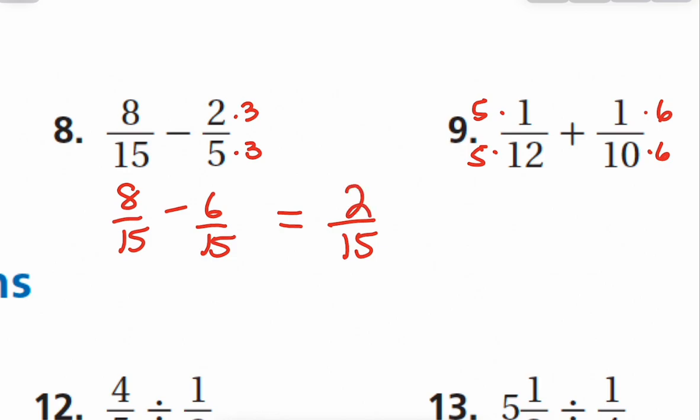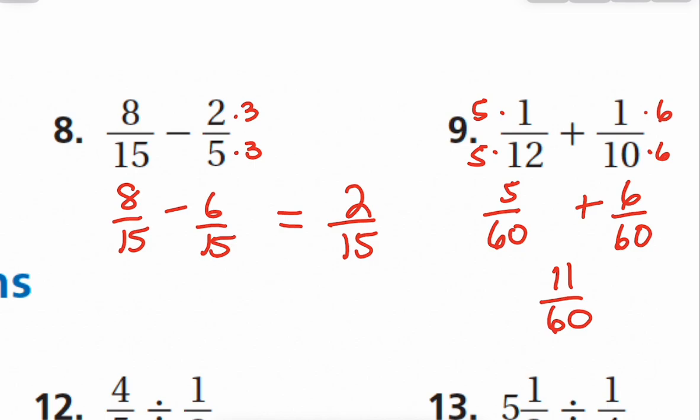Okay. Now on the second one, number 9, we get 5 over 60 minus 6 over 60. Now here's the first time that we've come across one that has a negative answer. Okay. Oh, that's a plus. We don't have a negative answer. 5 plus 6 is 11 over 60.